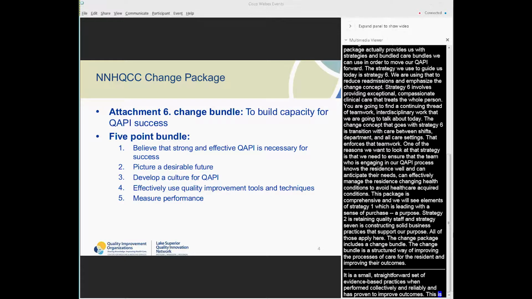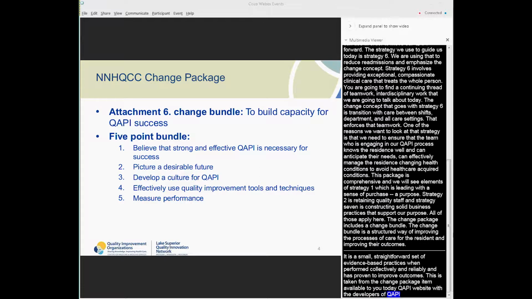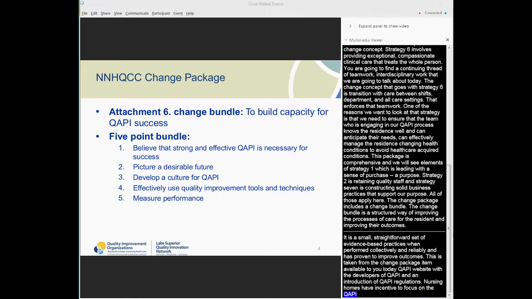With the development of QAPI and introduction of the QAPI regulation, nursing homes have incentive to focus on the development of systems that prevent adverse events and promote the quality of care and quality of life. So this change bundle actually is going to place our feet on the path to success.